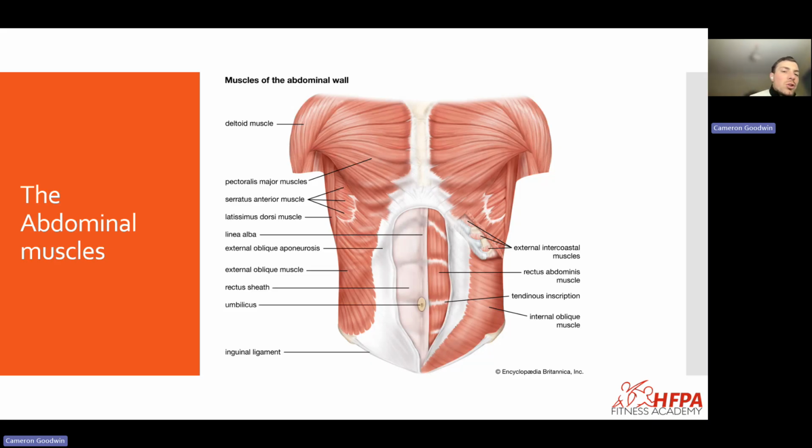So let's start off with just looking at them. Of course, here we have the deltoid muscle, we have the pectoral major muscles, but starting here, we have the serratus anterior muscles, and that we can see right there towards the side of our ribs, right towards the upper part, moving towards our armpits, etc. We can see those serratus anterior muscles.